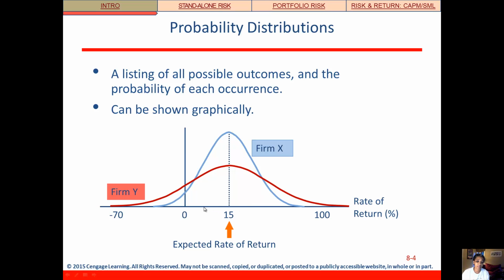And so what that means then is that firm X, the one with the blue curve, has many more possible outcomes in this tighter area, where most of them are right here at 15%, whereas firm Y also has the majority of their outcomes at 15%, but they have what we call wider tails, meaning that there's a greater possibility of these very negative outcomes as well as these very positive outcomes.